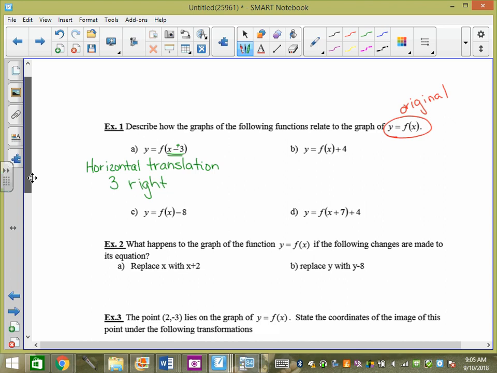What's this one? Is it with the x? Is it in the bracket? No. So it's a what translation? Vertical translation, 4. Up or down? Because it's whatever it is, right? It doesn't change. It's vertical. You try C and D.